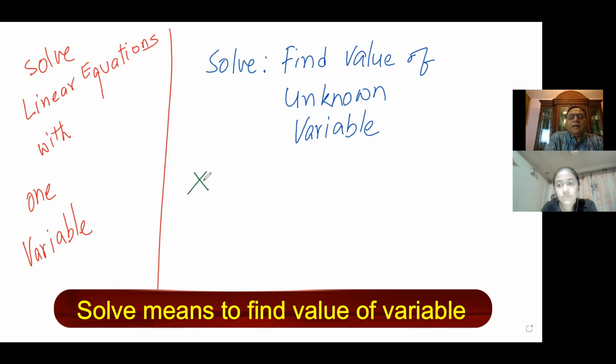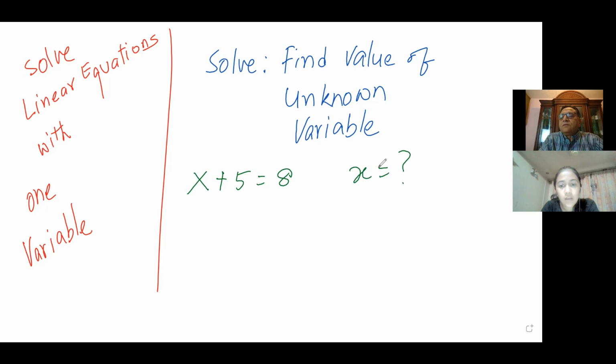If I say x plus 5 is equal to, sorry, I wanted to write x plus 5. Okay, so if I say x plus 5 is equal to, let us say 8, then what is x equal to? Your screen is still showing x is equal to 5. x plus 5 is equal to 8. Can you see the screen properly? Yes. Okay, great. So the question is, if x plus 5 equals 8, what is x? 3. Yes. How did you find that?